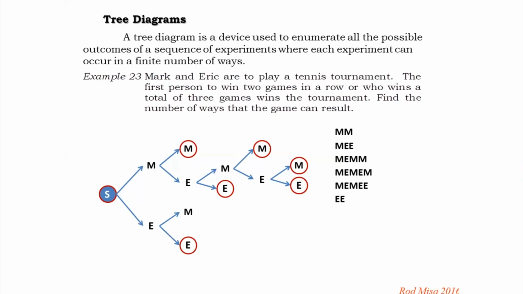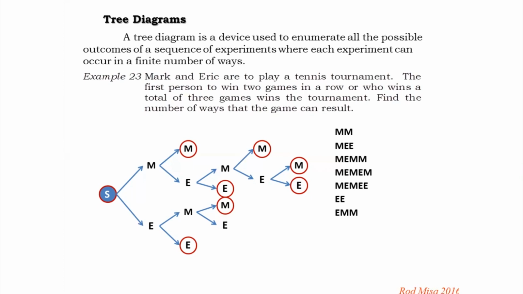However, if Mark won the second game, then we need to play the third game here. But the third game could result in 2 possible ways again. Now suppose it was Mark who won the third game. Then that's the end of the tournament because Mark has won 2 games in a row. He won the second and the third game.